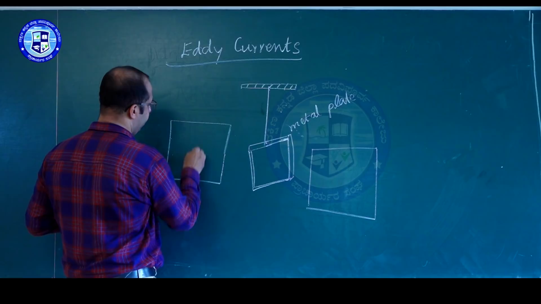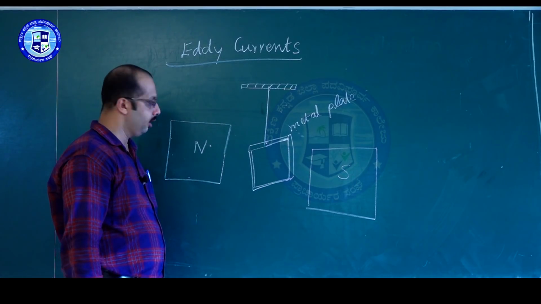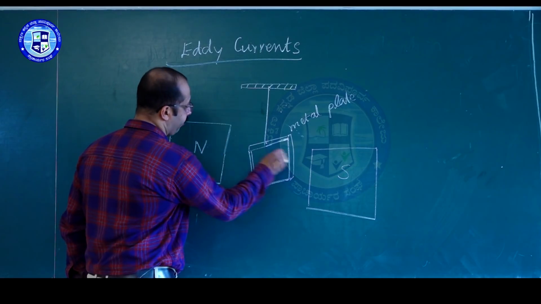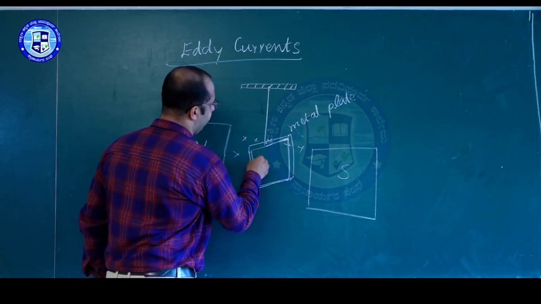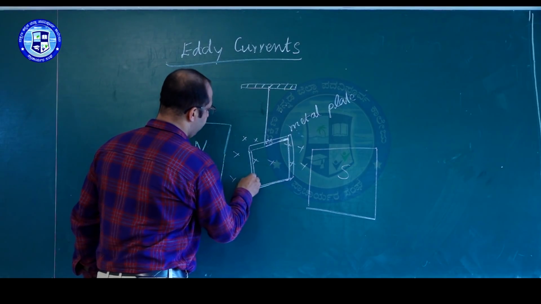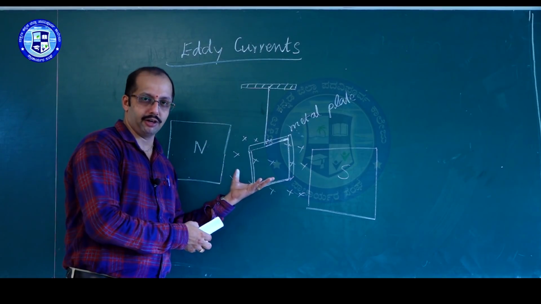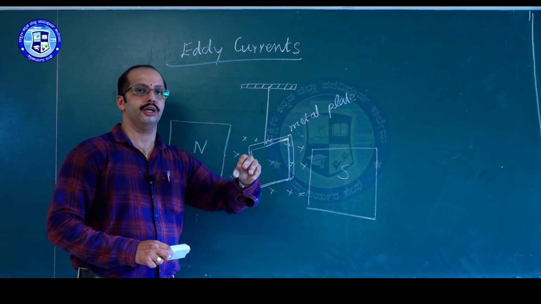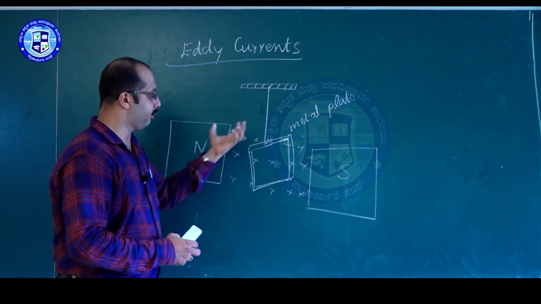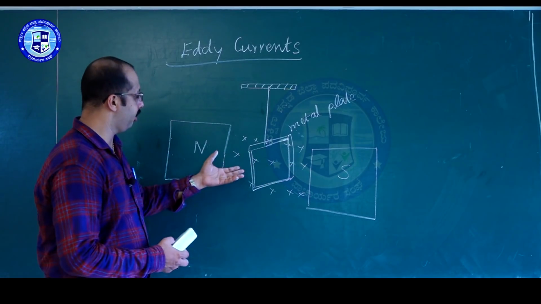pole pieces of magnet N and S. What happens? When the plate is placed in a magnetic field, there is a magnetic field considered. I just consider it in two dimensions. If you go for a 3-dimensional picture or video, you will understand this concept better. Now I am showing the 2-dimensional picture.